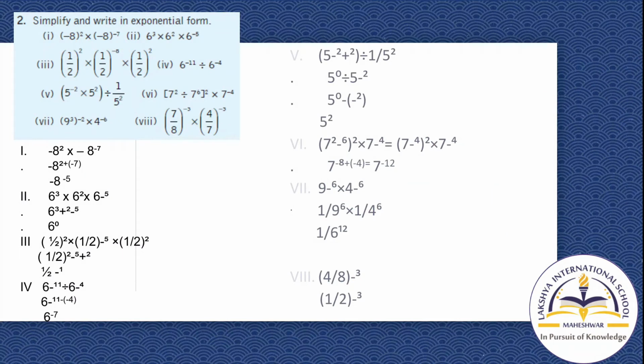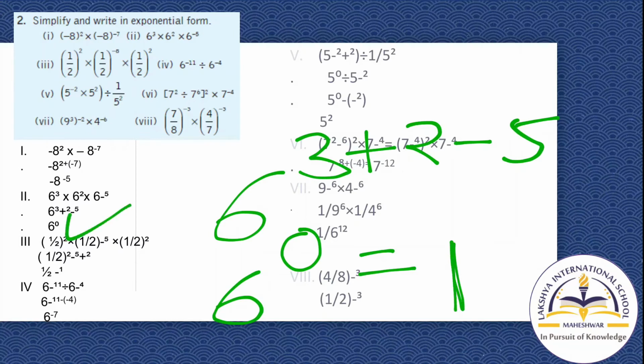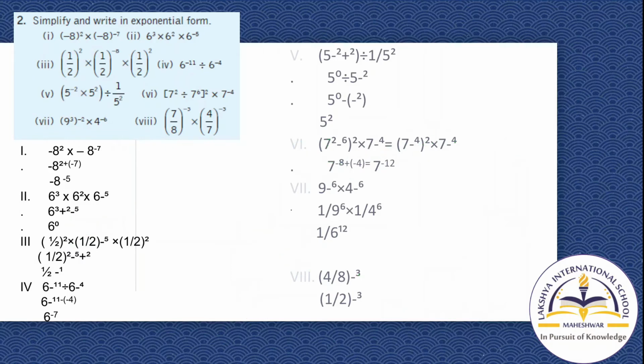Now we will solve question number 2. 6 to the power 3, 6 to the power 2, 6 to the power minus 5. Base is same. Now 3 plus 2 minus 5. Now you can see 3 plus 2 is 5, 5 minus 5 is 0. If any number has power 0, the answer will be 1. So you can write 1 also, or you can write 6 to the power 0 also. The answer will be 1 only.